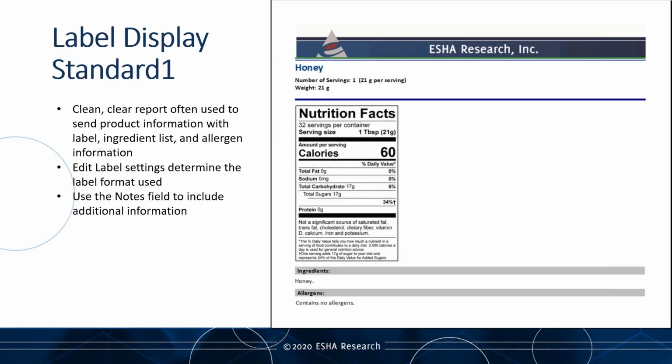The label can be adjusted in your edit label settings. So if you wanted to see a tabular or a linear format of the label, you can certainly choose those from the edit label settings.